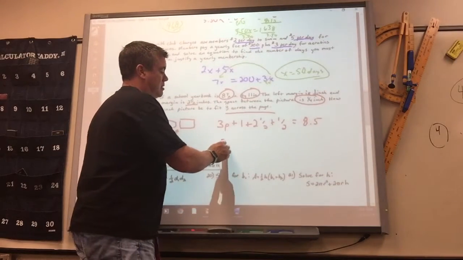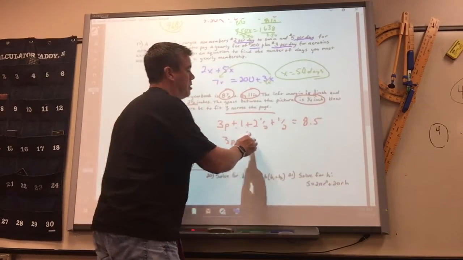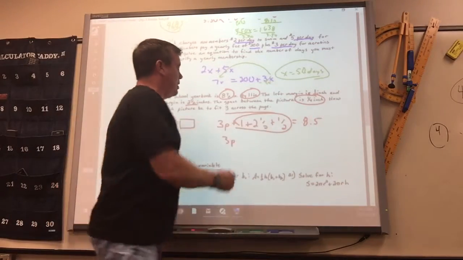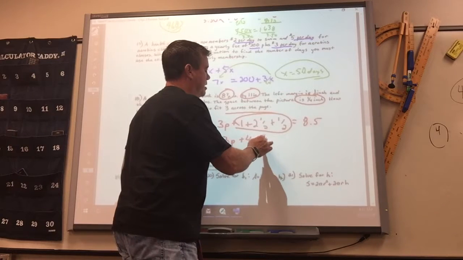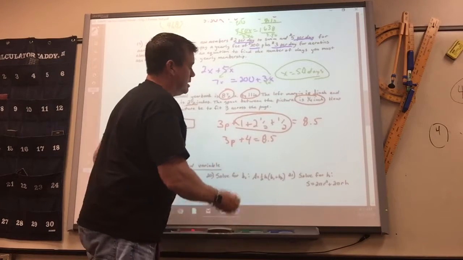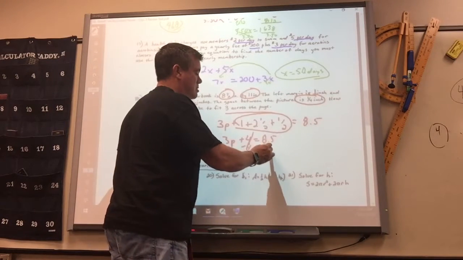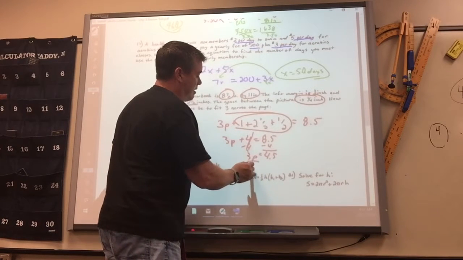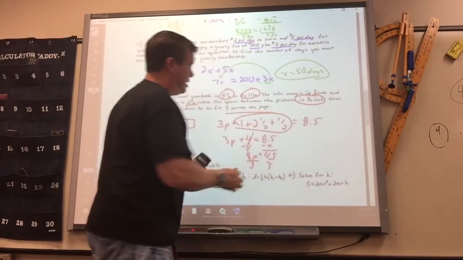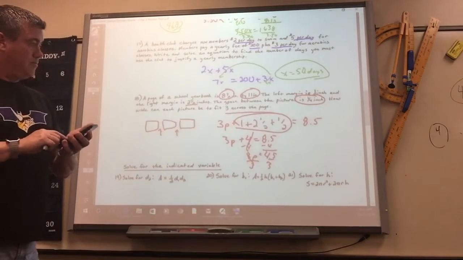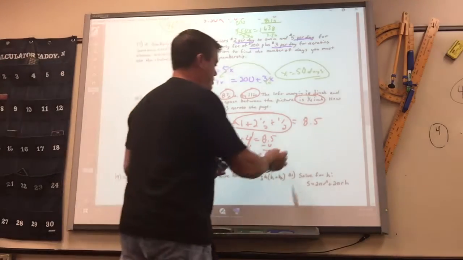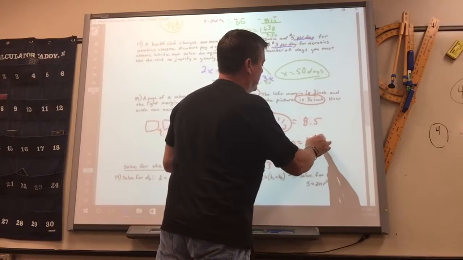So to solve this, we've got 3 pictures plus 1, 2, 3, 4 inches has to equal 8.5. So we subtract the 4 inches of spaces and then divide by what every picture is, 3. 1.5 inches, right? Yep. So the pictures would be 1.5 inches.